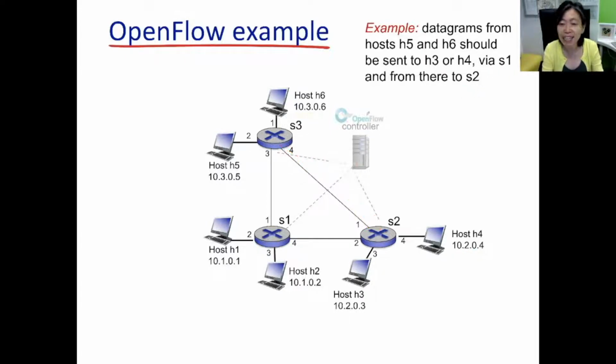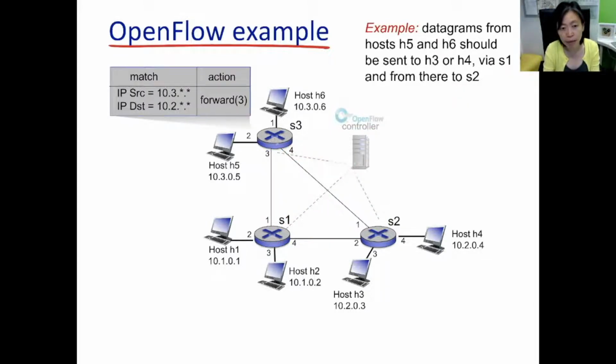But hey, luckily we have the OpenFlow controller. So the OpenFlow controller can actually manually configure these flow table entries in S1, S2, and S3 to allow a specific path, S3, S1, S2. And these entries will look like this. Inside S3, the flow entry will look like this: source being from 10.3, destination being to 10.2. That's for the packet on interface 3 here.